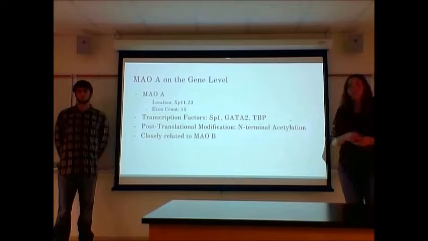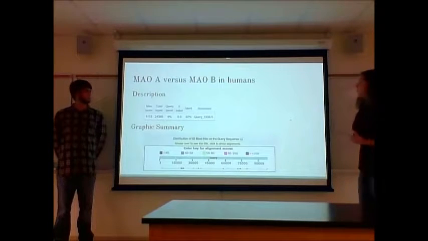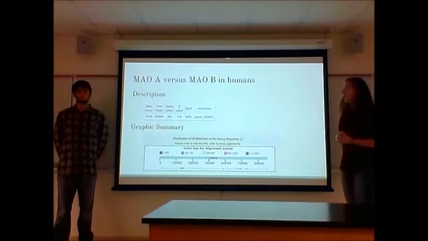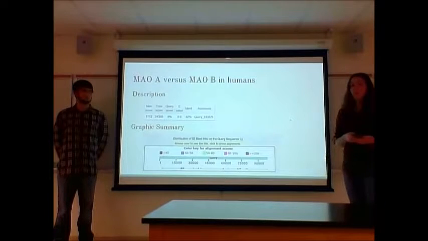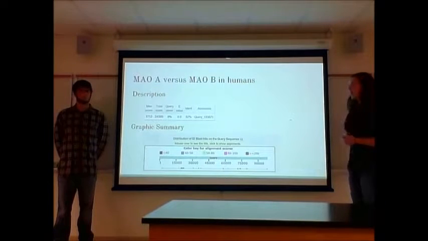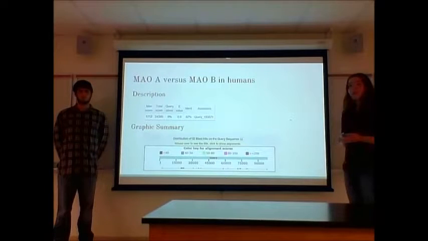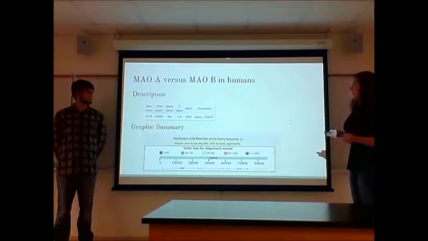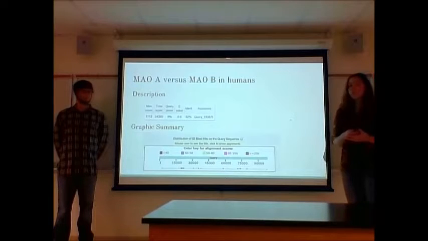So we've looked into the similarities between MAO-A and MAO-B using bioinformatics. Essentially what we did was we looked up the genome sequence of both MAO-A and MAO-B in humans, and then compared them using BLAST. As you can see here, the low E-value and the high identity score, as well as the high number of BLAST hits, 82, indicate the close relationship between the two.